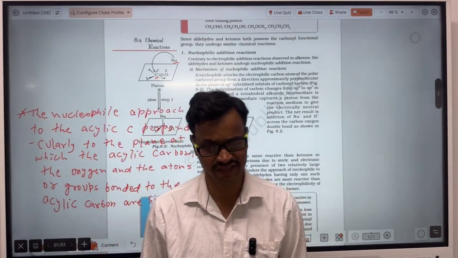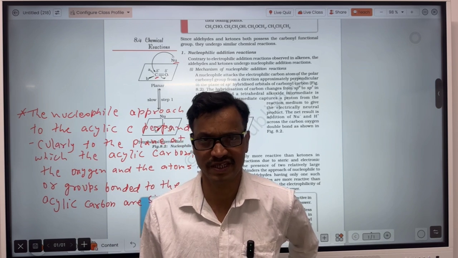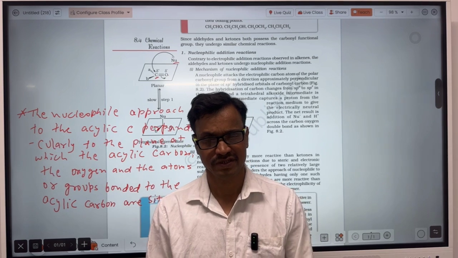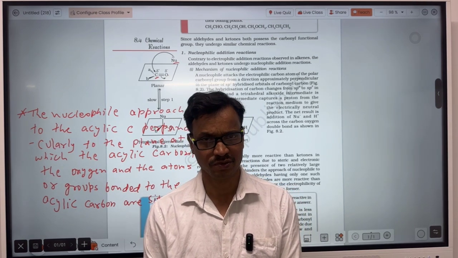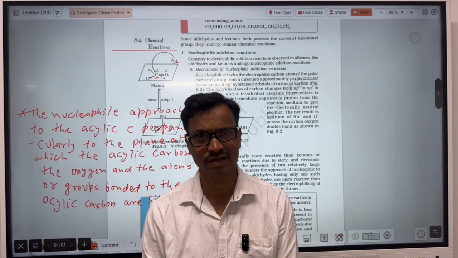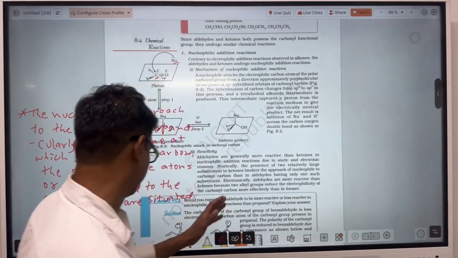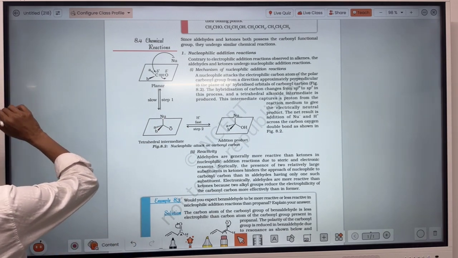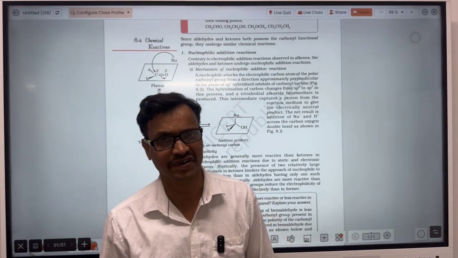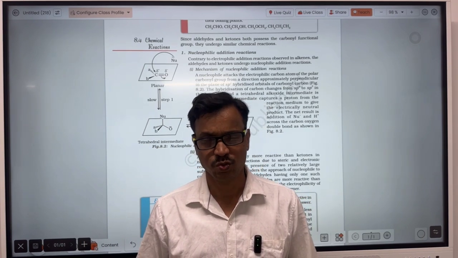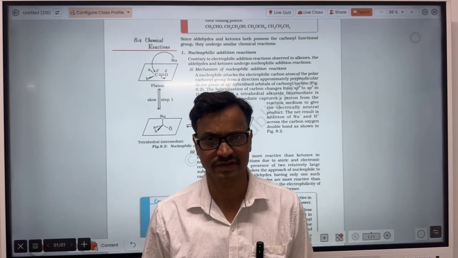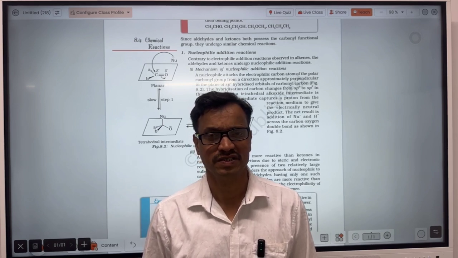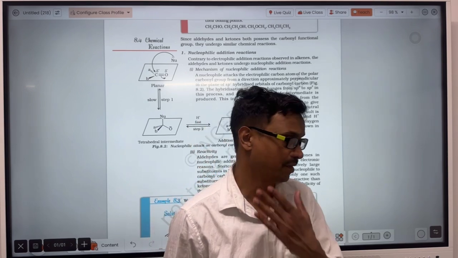So keep in mind that the nucleophile will approach the acyclic carbon atom perpendicular to the plane at which the acyclic carbon, the atoms or groups bonded to it, and the oxygen are situated. Next, among aldehyde and ketone, usually aldehyde is more reactive than ketone. Towards the nucleophilic addition reaction, aldehyde is more reactive than ketone because aldehyde is more polar.